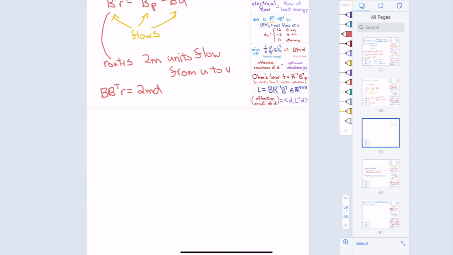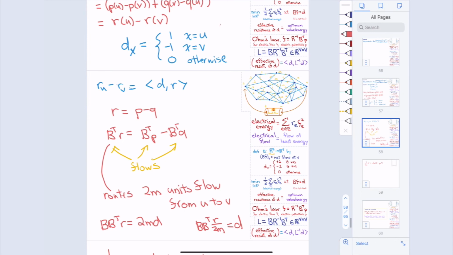Okay, so that means that 1 over 2m B transpose R, or R over 2m, is equal to D, right? So that means that 1 over 2m times R is the electrical potentials for routing 1 unit of flow from U to V, which was what we decided was D.